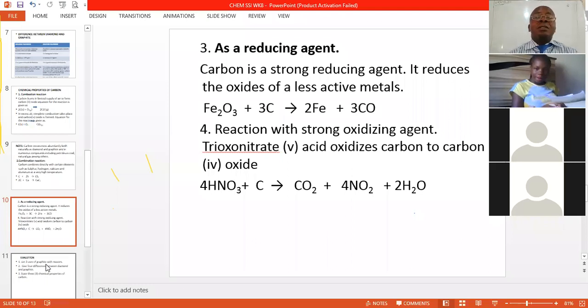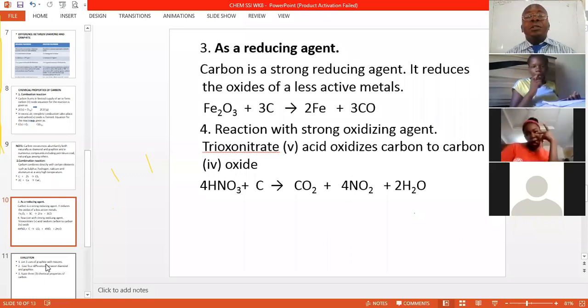Now, number 3, carbon is also a reducing agent. Carbon is a strong reducing agent. It reduces oxides of less active metals to their respective metals. For example, you can see iron 3 oxide reacts with carbon. So carbon reduces that iron 3 oxide to what? Iron. And then carbon 2 oxide is formed. So carbon is a very strong reducing agent.